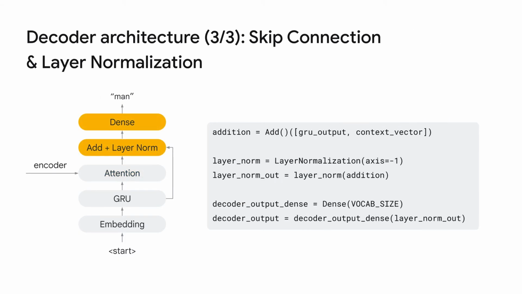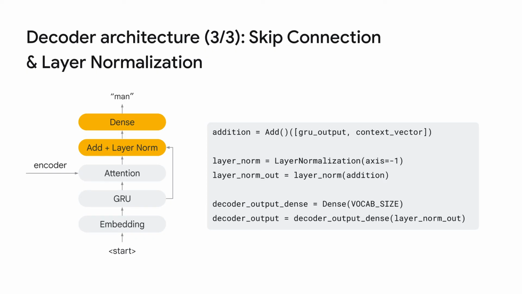The last components are add layer and layer normalization layer. Add layer just adds two same-shaped vectors. As you can see here, GRU output is passed to attention layer as we discussed, and to this add layer directly. These two flows are eventually merged in this add layer. This kind of architecture is called skip connection, which has been a very popular deep neural network design pattern since ResNet. So it is also called residual connection.